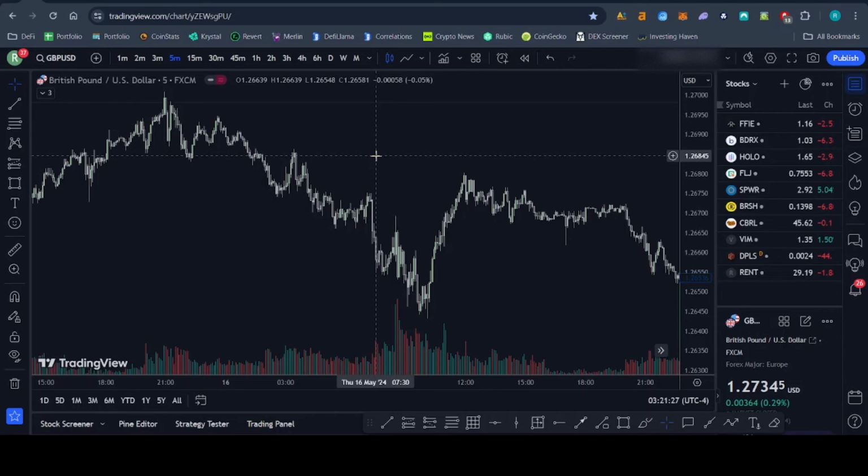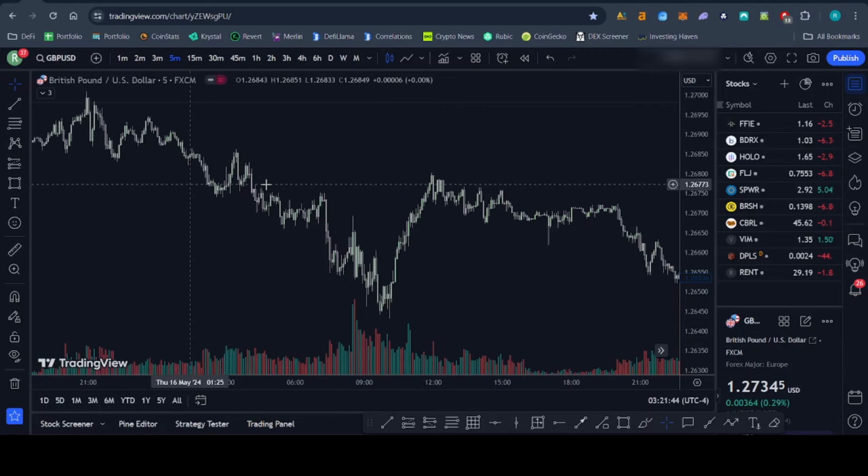It is a good idea to have a look at the larger time scale charts, like the daily, the 4 hour, sometimes even the weekly, just to get an overall idea as to where the price is moving on those larger time frames.